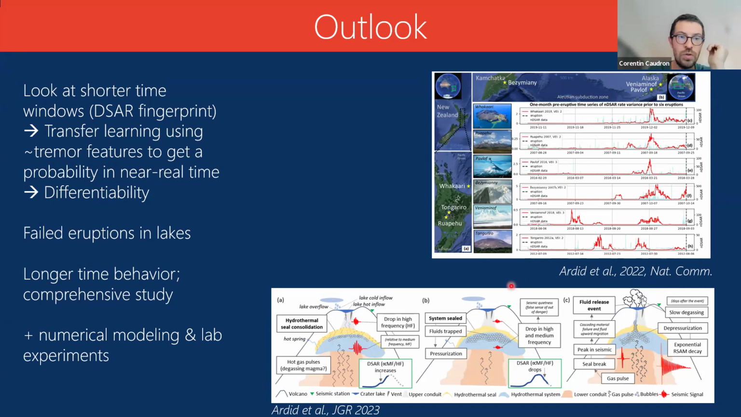The interesting thing also is that we found failed eruptions which were possibly missed by the volcano observatory when it rained because it was cloudy. And so we think that this could be a very valuable technology or methodology for volcano observatories.